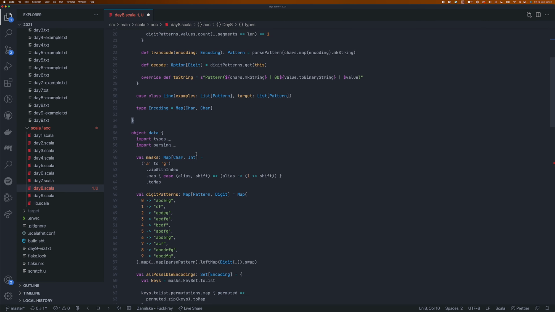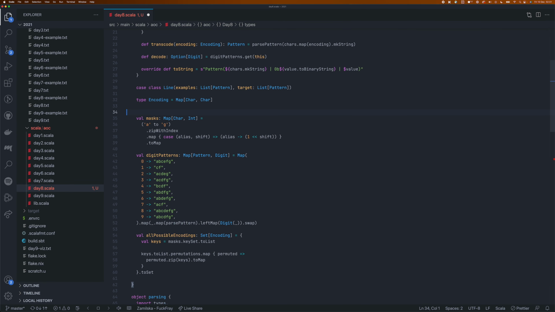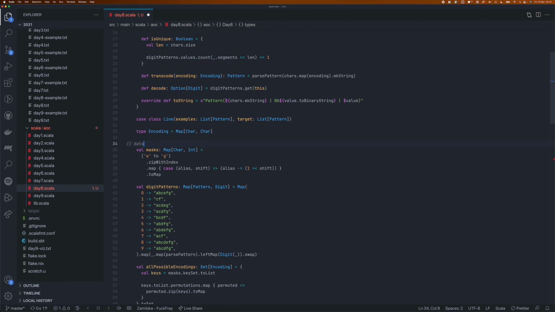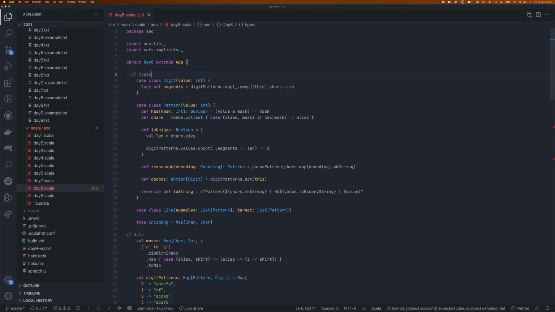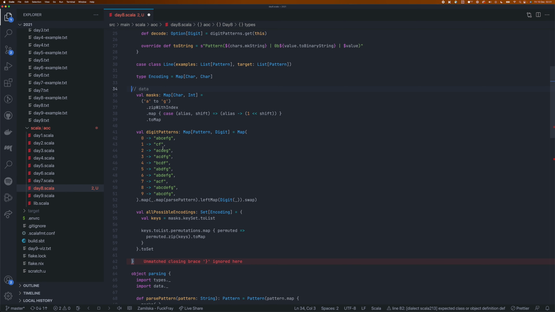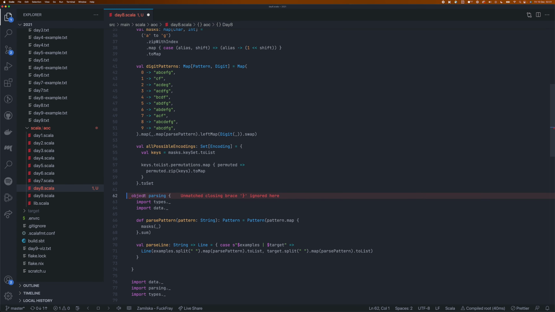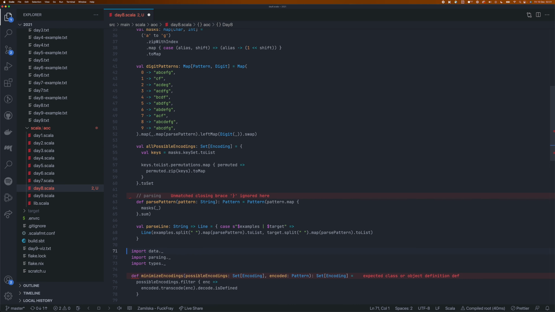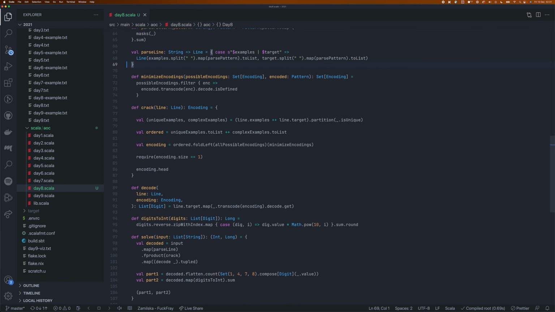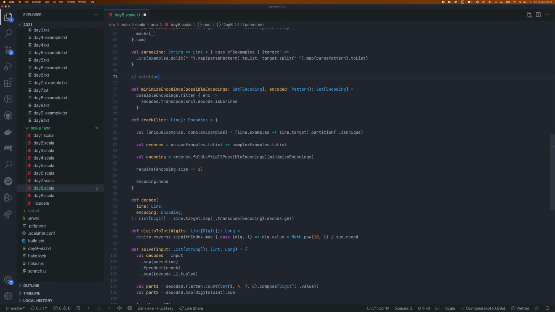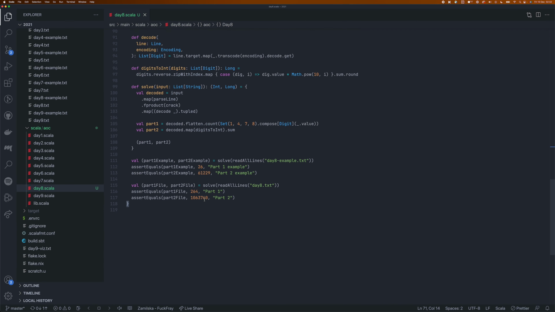So for example, I had a parsing group, which basically did parsing of the lines or of the patterns. Then I would have a group with the data, which was the mappings of digits to these masks in ints, and the patterns of every specific digit, like which segments it would have. So basically a pattern value of every digit. And finally, the whole logic that solved the problem.